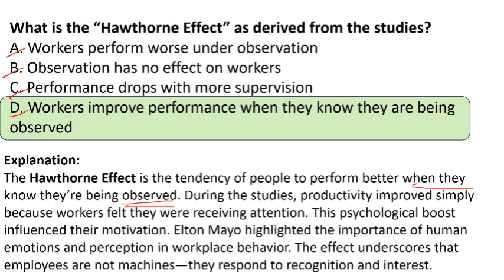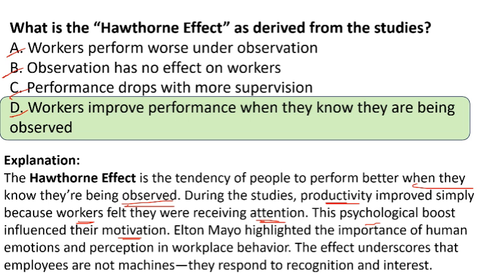The tendency of employees changes as HR is watching them, observing how they are working; their performance will be better. Yeah, that is what the Hawthorne effect is saying. During the studies, productivity improved simply because workers felt they were receiving attention. Clear? This psychological boost influenced their motivation. Getting it? So this observation activity is motivating the employee to do good work, right?